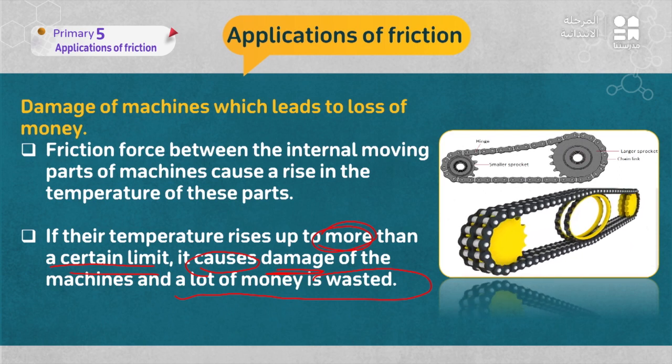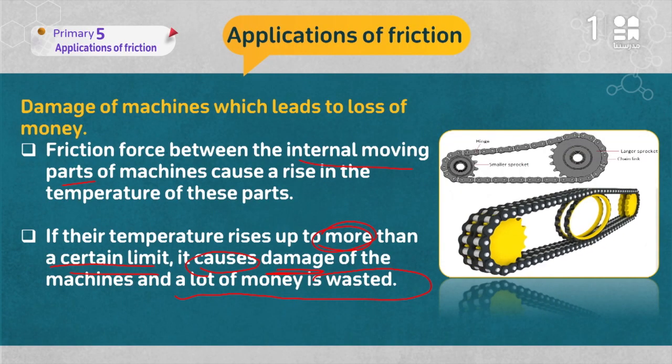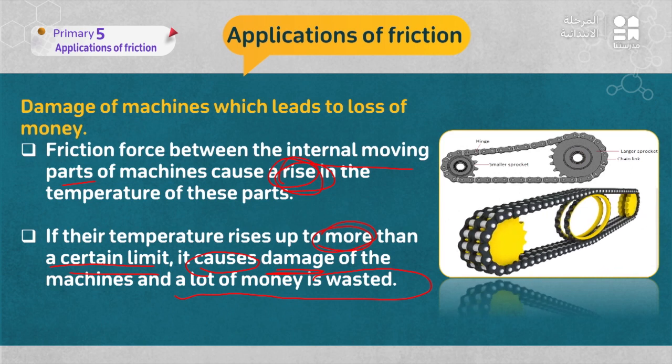يبقى تاني ازاي بيحصل damage؟ The friction force between the internal moving parts of machines causes a rise in the temperature of these parts. temperature هتزيد. اتفقنا ان دايما لو في فريكشن، مثلا الفريكشن ما بين ايدينا بيبقى فيه هيت، بيطلع هيت. طب لو في فريكشن دايما كتير التمبريتشر هتفضل تزيد لما الفريكشن بيزيد. يبقى تاني هنا friction force between the internal moving parts of machines causes a rise. rise it means increase in the temperature هتزيد. A rise in the temperature of these parts. If their temperature rises up to more than a certain limit, it causes damage of the machine. الماشين هتتدمر. So a lot of money is wasted.